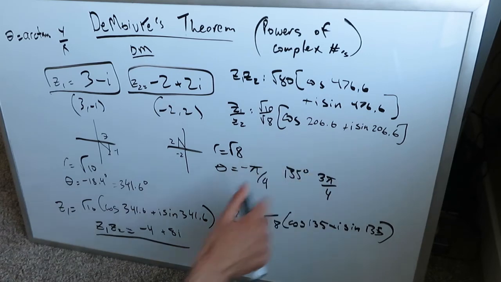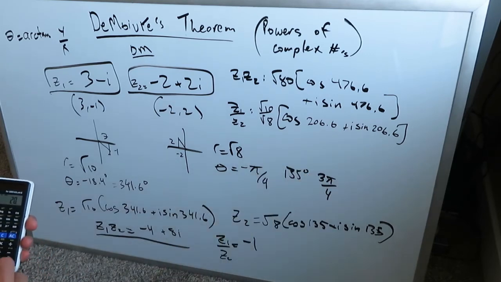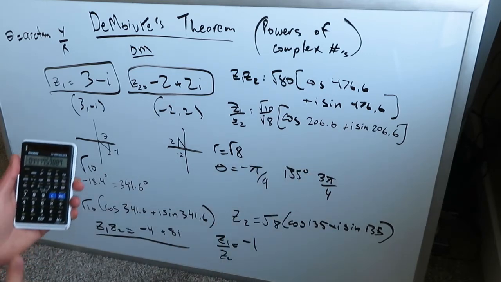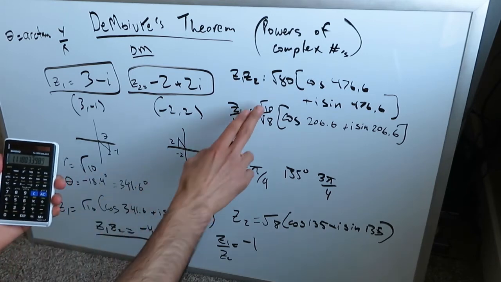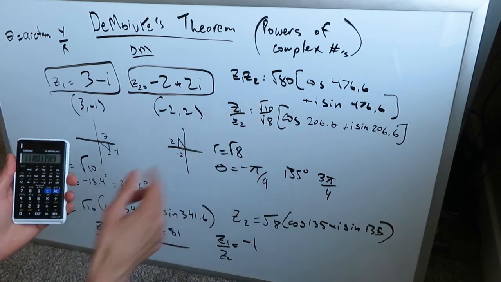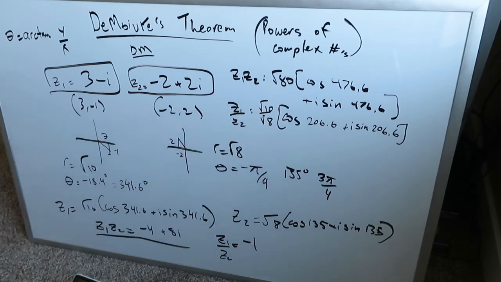Now let's complete it with the imaginary part. 206.6 sine times that memory recall, which is representing the quotient of these two numbers, I get a minus 0.5, but it's a minus 0.5i. So, here are my operated values.